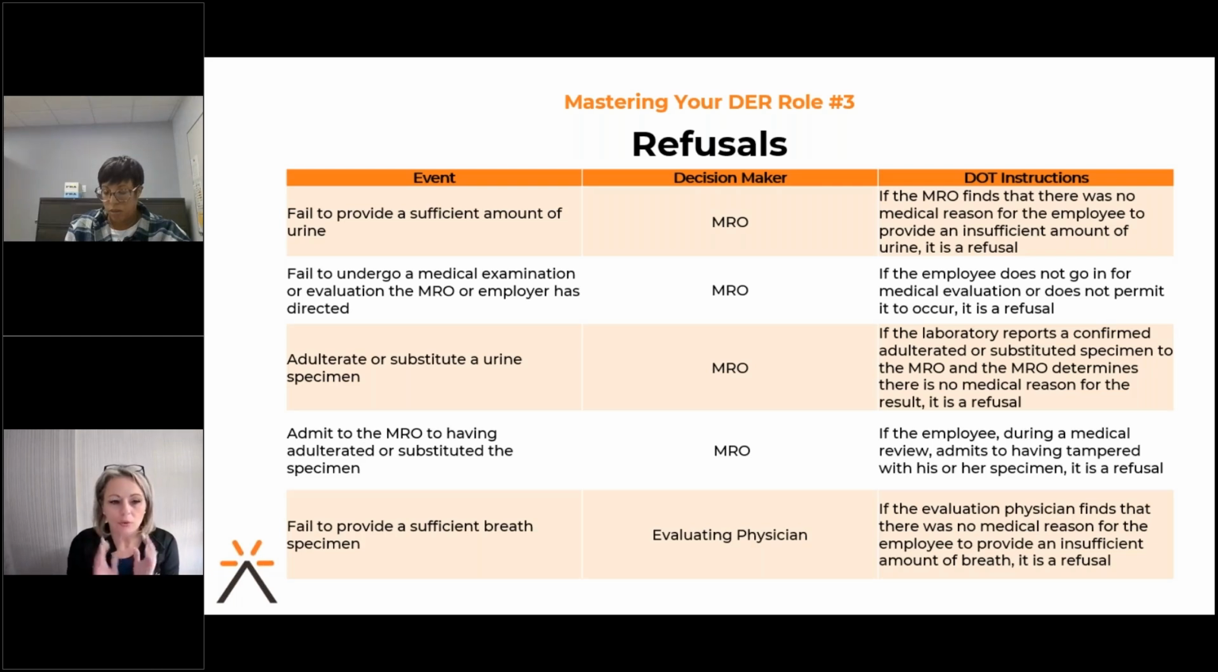Okay, and I know Ashley's got a great story about this, so I want to get to her in a quick second on why it's important for the DER to know and to make educated decisions here.